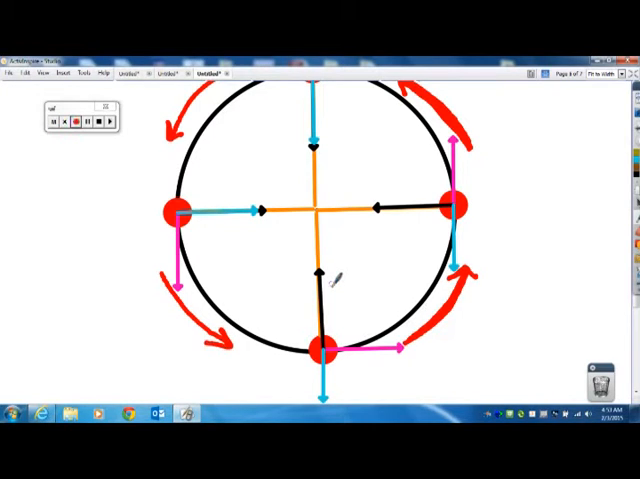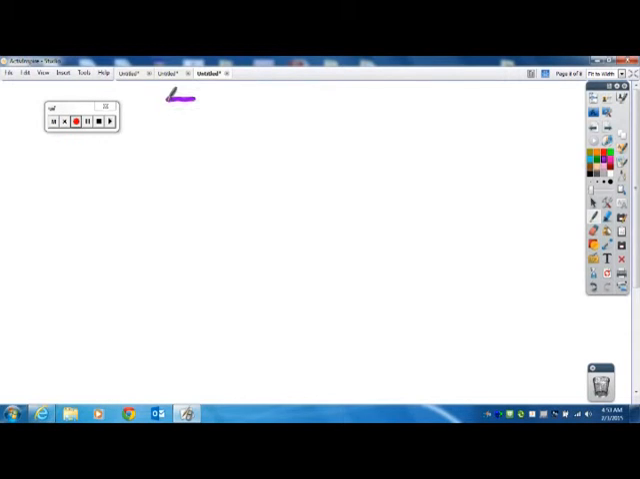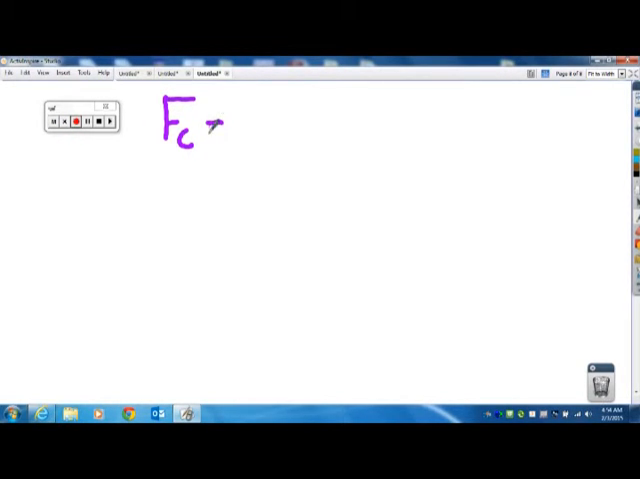So once again, let's analyze the scenario. We'll analyze the top portion and we'll analyze the bottom portion. Let's start off by analyzing the top portion. In the top portion, you're going to say, okay, my centripetal force is due to my two forces, my normal force and the force of gravity. Both of them are pointing down. So normal force plus my force of gravity.